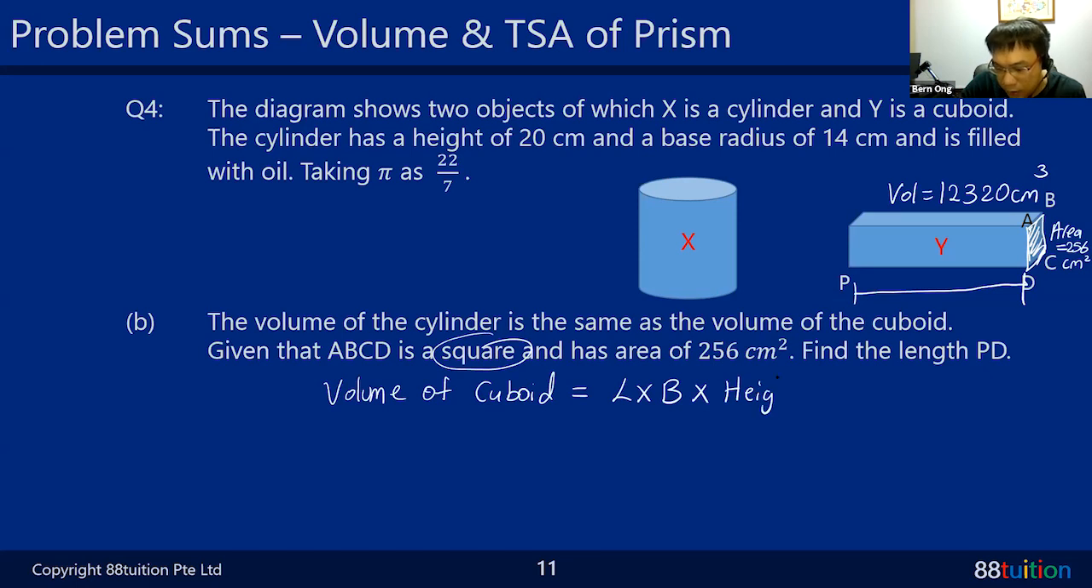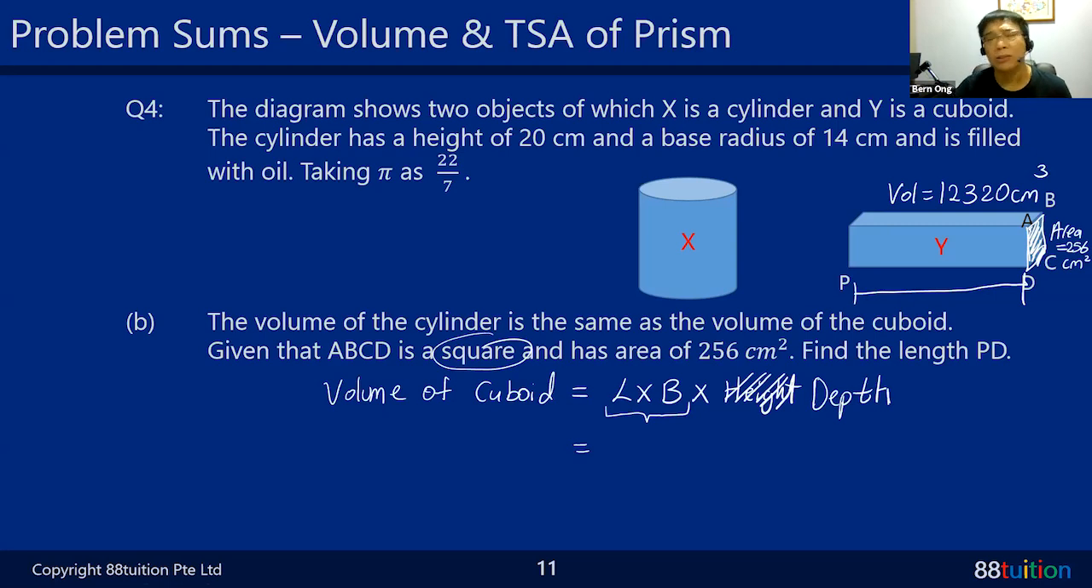All right. This height, you can exchange it for something called the depth. Depth means the inwards. Length times breadth, can we call it the area of the base down here? The area, 256, is given, right? So length times breadth, this white color shaded portion here, times the depth. PD is the depth.